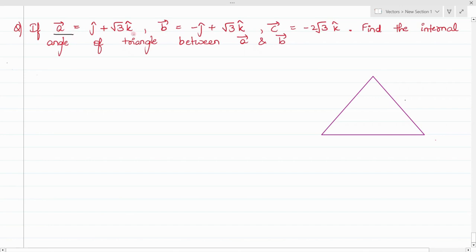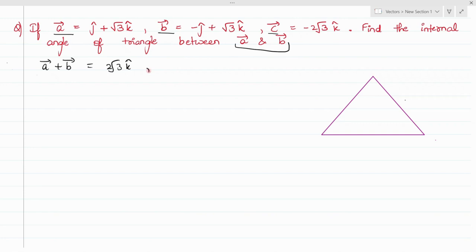In this question, vector A, vector B, and vector C are given, and we need to find the internal angle of the triangle between A and B. Just to see whether C is a resultant of A plus B, or whether we can use the triangle law of addition or not, first let's add both A and B vectors. We'll get 2 root 3 k cap. But C is minus 2 root 3 k cap. According to this, it is minus C vector.